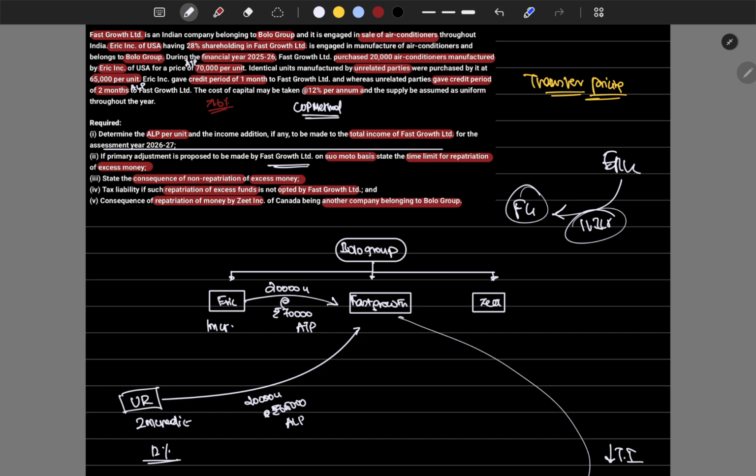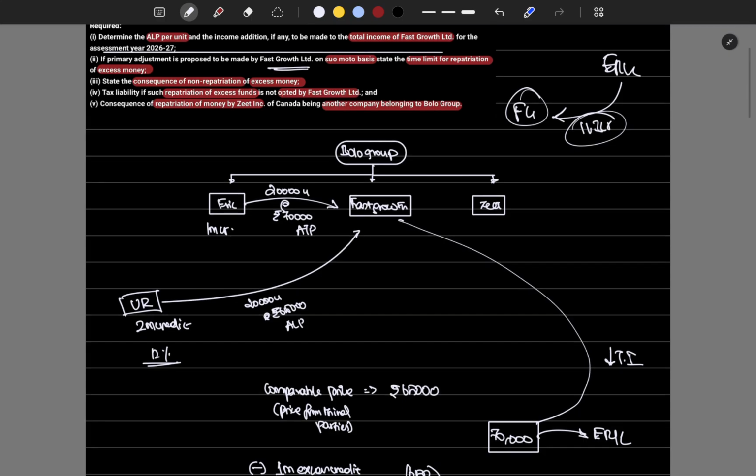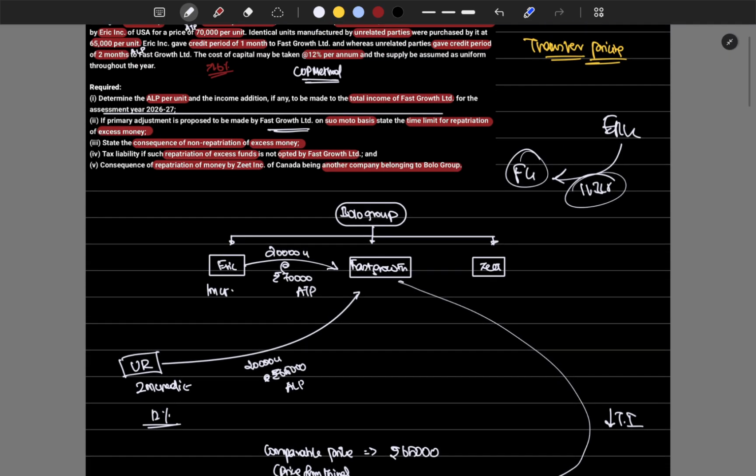So for that, the time limit is given. Since the primary adjustment is proposed by Fast Growth Limited on a suo motu basis, it has time from the due date, 30th November, to 90 days. It has time to repatriate till 28th Feb. It is the last day to repatriate the money. If it's not repatriated, that's the next question.